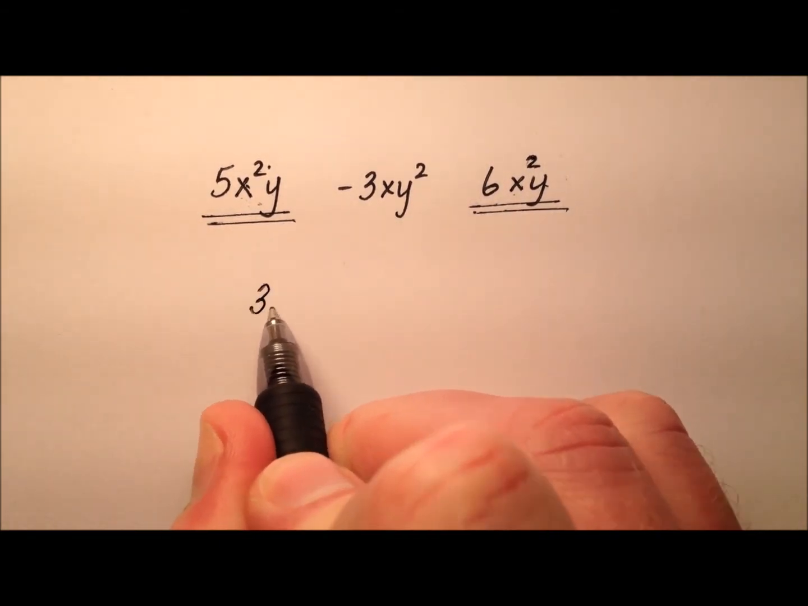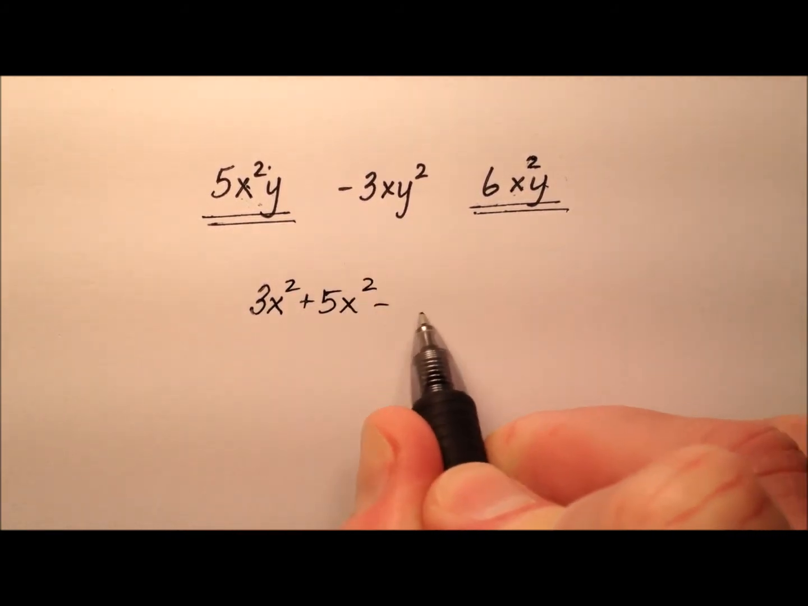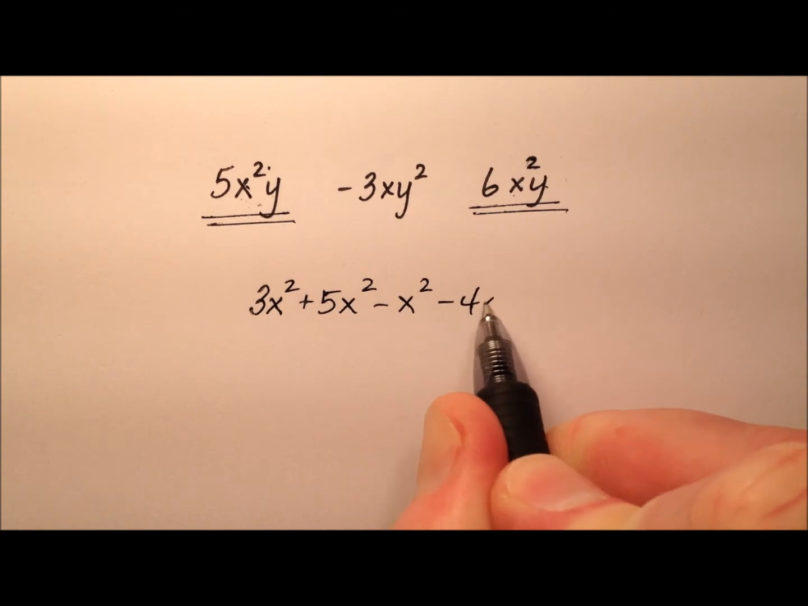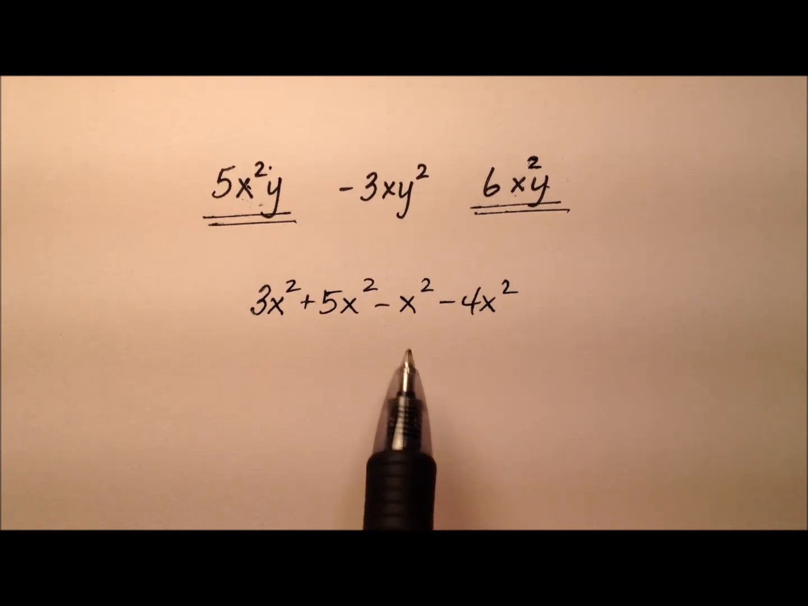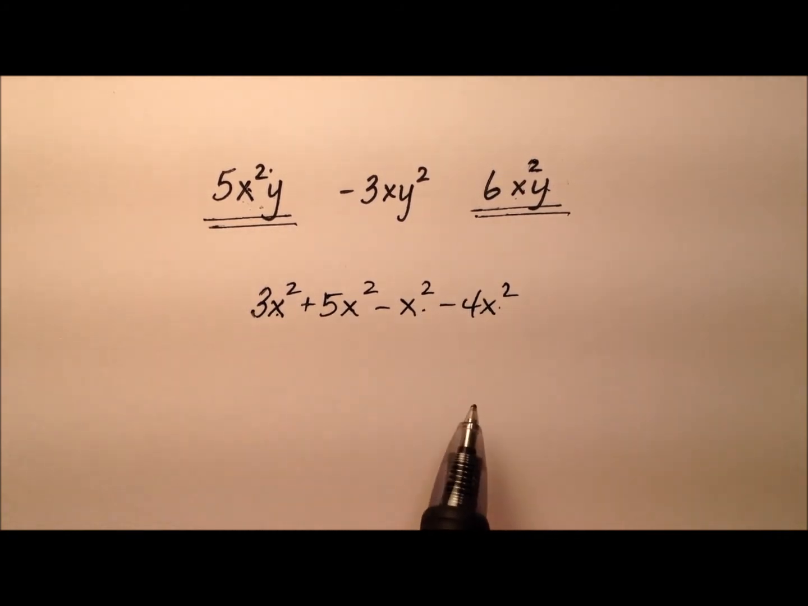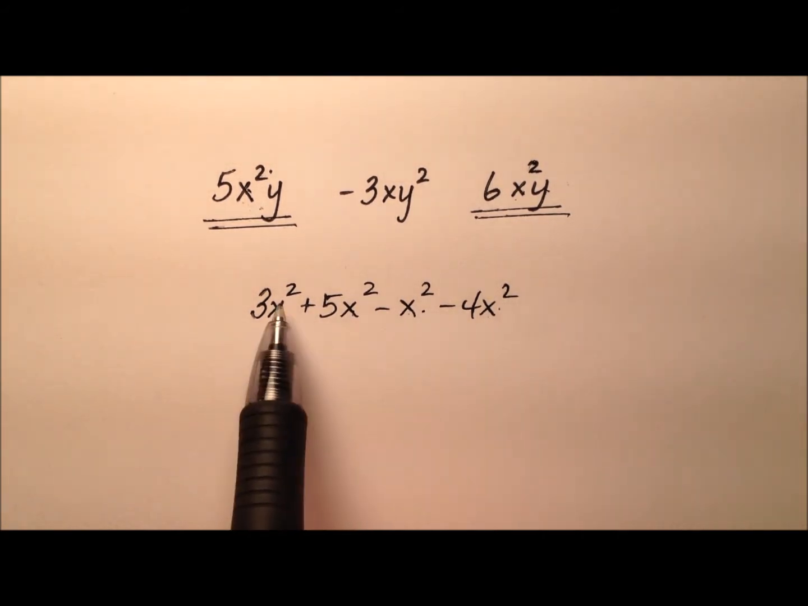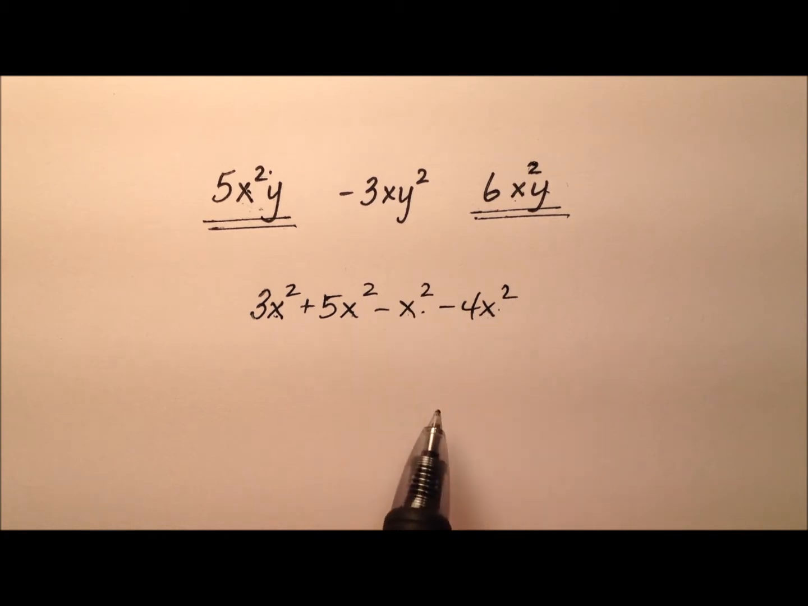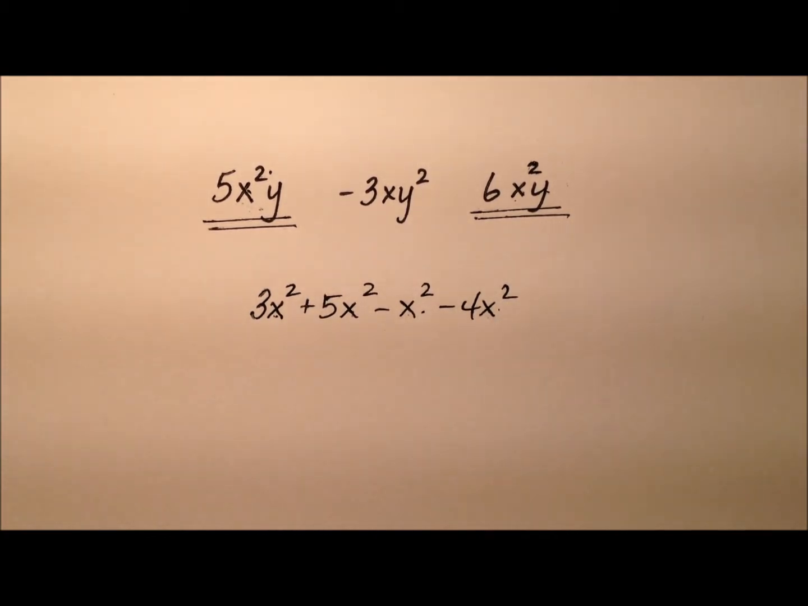So we'll do it with just a single variable first, and I want to point out a couple of things. Okay, so 3x squared plus 5x squared minus x squared minus 4x squared. You'll notice in this case all of these terms are like terms because they all have x as their variable, and also all their x's have a 2 for the exponent, so x squared are all the terms.